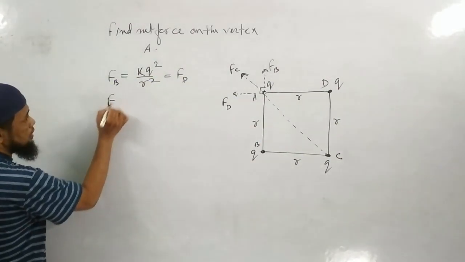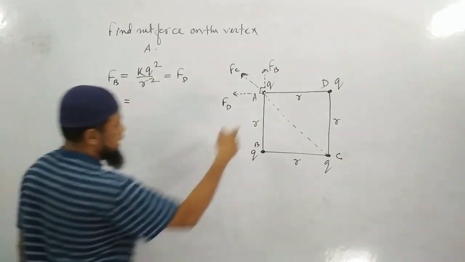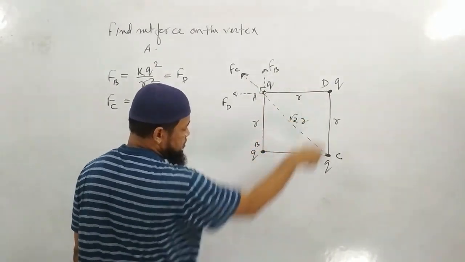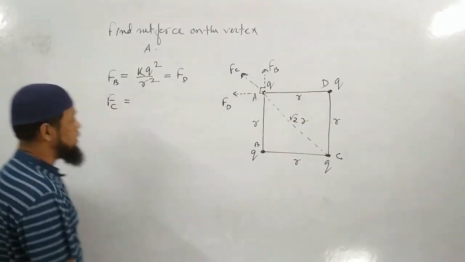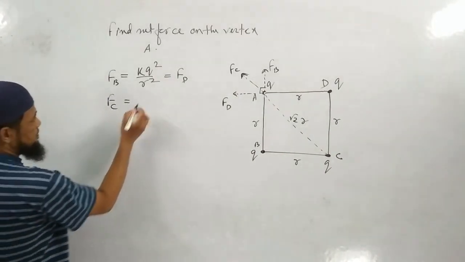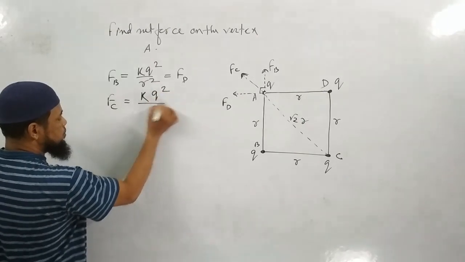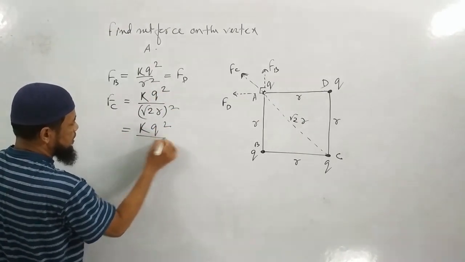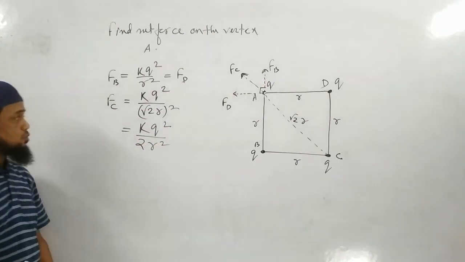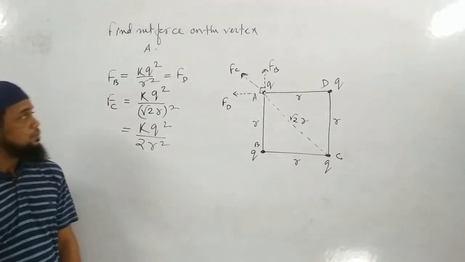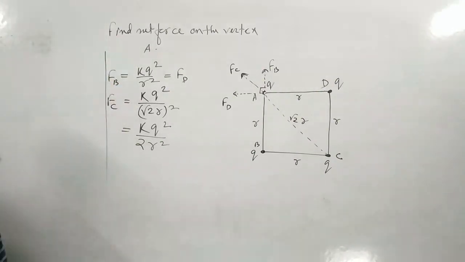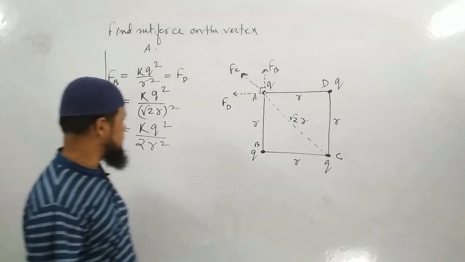What is the force exerted by C on A? We have to consider this particular distance. This distance is what? Root 2r, diagonal of a square. So FC will become how much? K q square by root 2r whole square. So k q square divided by twice r square. This is the force by C. Okay, note it down.